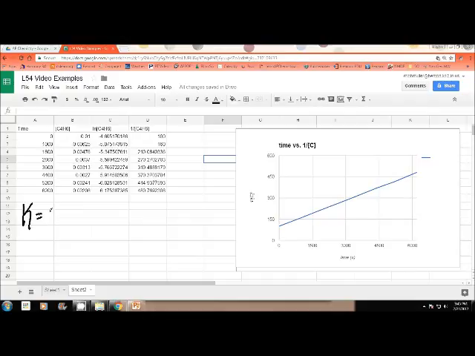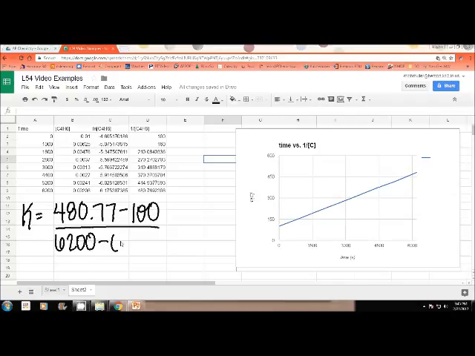Okay, so the slope, or K, I'm going to pick which two points? Let's just pick the first and last. So y over x, right? So I'm going to take 480.77 minus 100 over 6,200 minus 0. That makes life solving a little bit easier. And when you solve that out, I got 0.0614. So that is my value for K, because that's the slope, and the slope is equal to positive K from the equation.